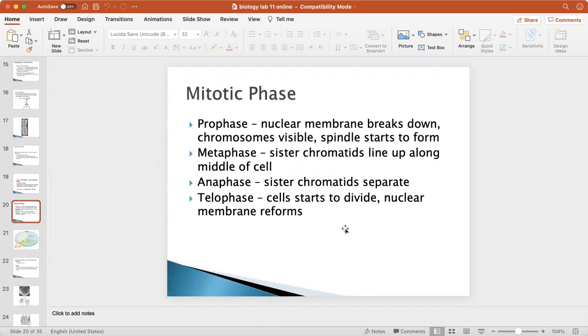And here are the different phases of mitosis. Prophase is when the nuclear membrane breaks down, the chromosomes become visible and a spindle starts to form. Metaphase is when the sister chromatids line up along the middle of a cell. Anaphase is when the sister chromatids will separate. And telophase is when the cell starts to divide and a nuclear membrane forms.